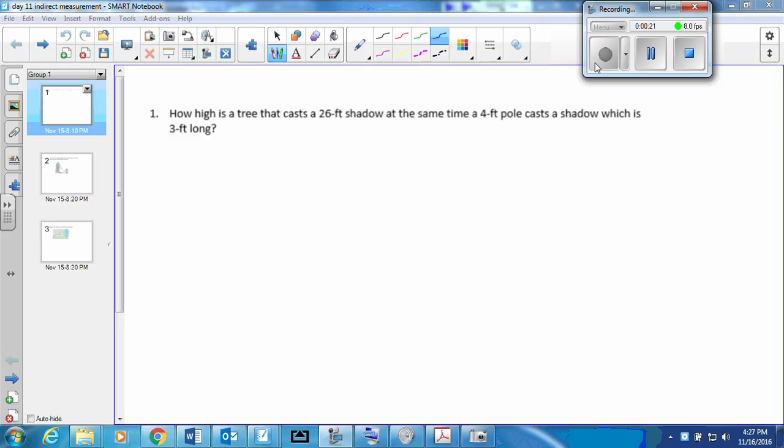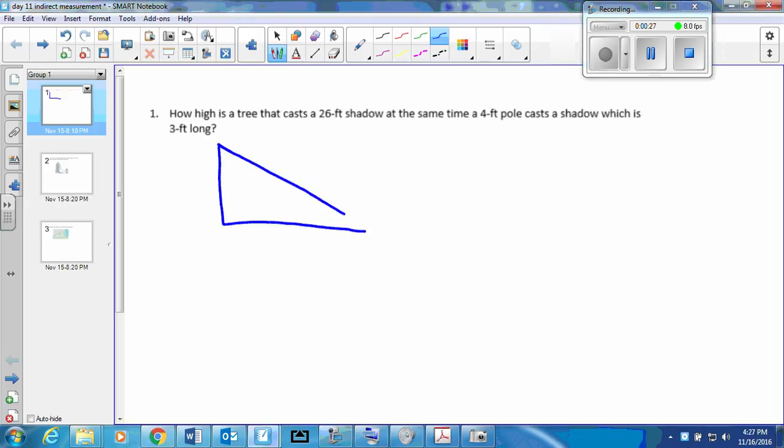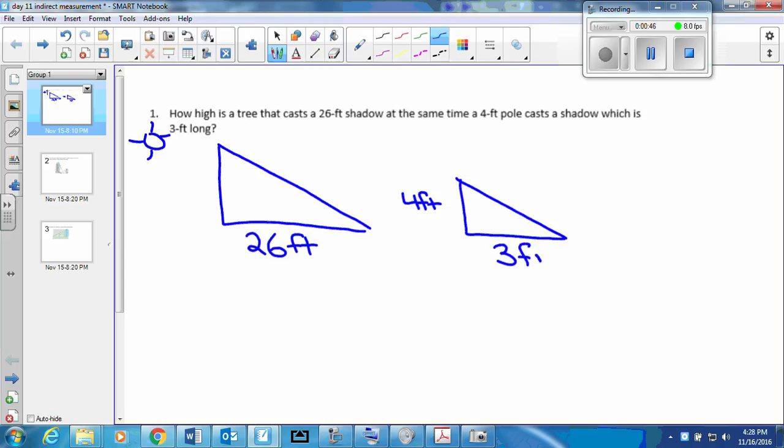So my first step is to create a picture. So I have the tree and its shadow makes a right triangle with the sun. I know that the shadow's length for the tree is 26 feet. At the same time, I know a 4-foot pole has a shadow that is 3 feet long. My job is to find the height of the tree.